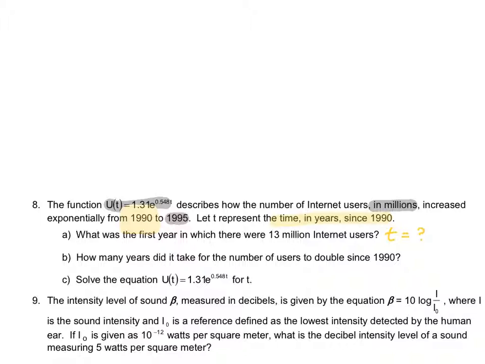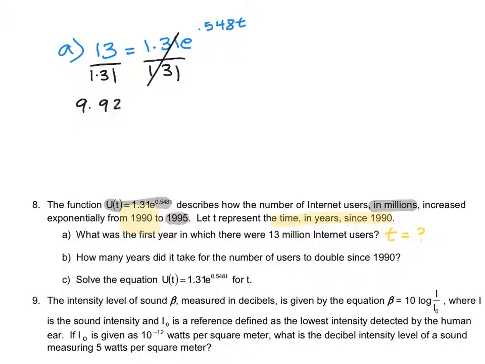So they gave me the final amount, which is 13. So that's 13 equals 1.31 e to the power 0.548t. Now, first of all, I need to isolate the exponential to get to t. So I need to divide by 1.31. Now, 13 divided by 1.31 will give me 9.9236. So you see how I'm trying to take as many numbers after the decimal as possible so that my answer would be accurate. So then that's going to be equal to e to the power 0.548t.